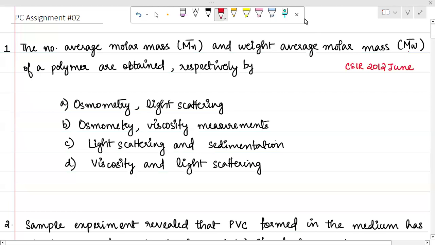Everybody. So this is our second assignment from polymer chemistry. So let's start.